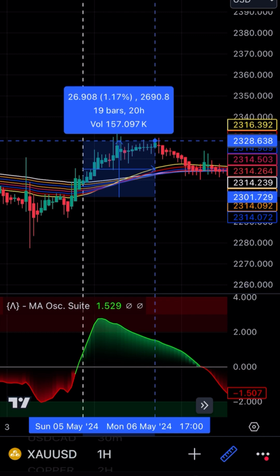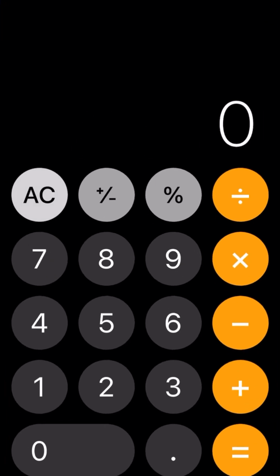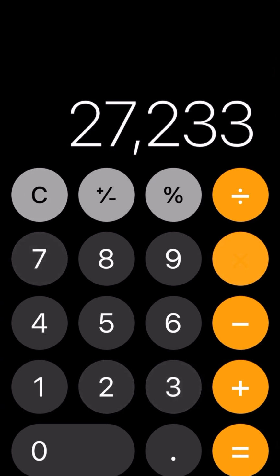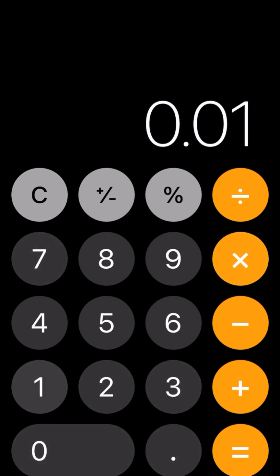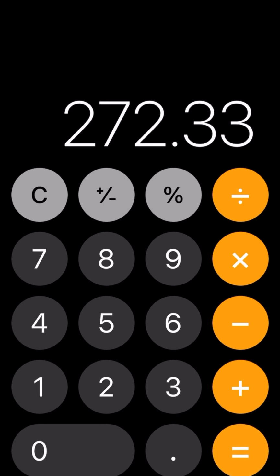This one would be about a 27,000x. So 27,233. So this one is a little bit of a smaller one, but you still made profit. You still made $272 off of 1 cent. And, you know, if this was 10 cents, you'd be making $2,723.